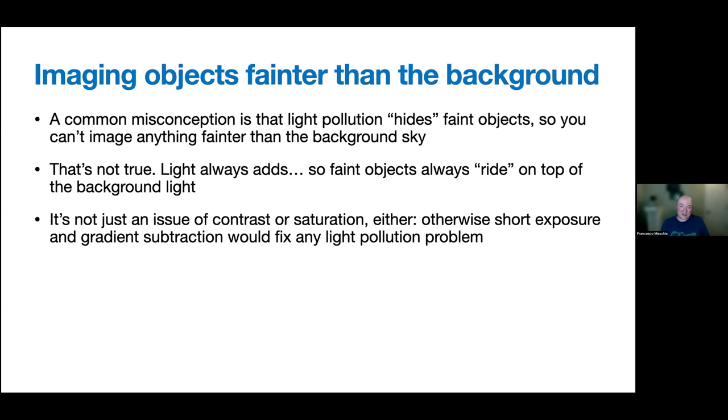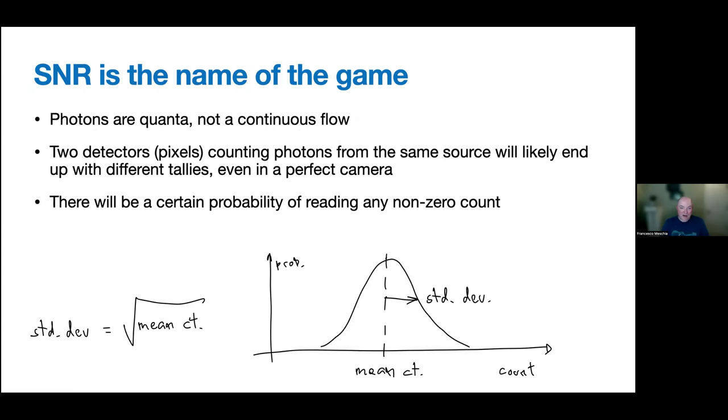And it's not just a matter of contrast or saturation either. Otherwise, we would solve all of these problems by doing gradient subtraction and using short exposure to avoid saturation. And we would have defeated light pollution. It doesn't work that way. I think we all know that that's not the right proposition. And I'd like to explain why. In my opinion, the name of this game is signal-to-noise ratio, SNR.